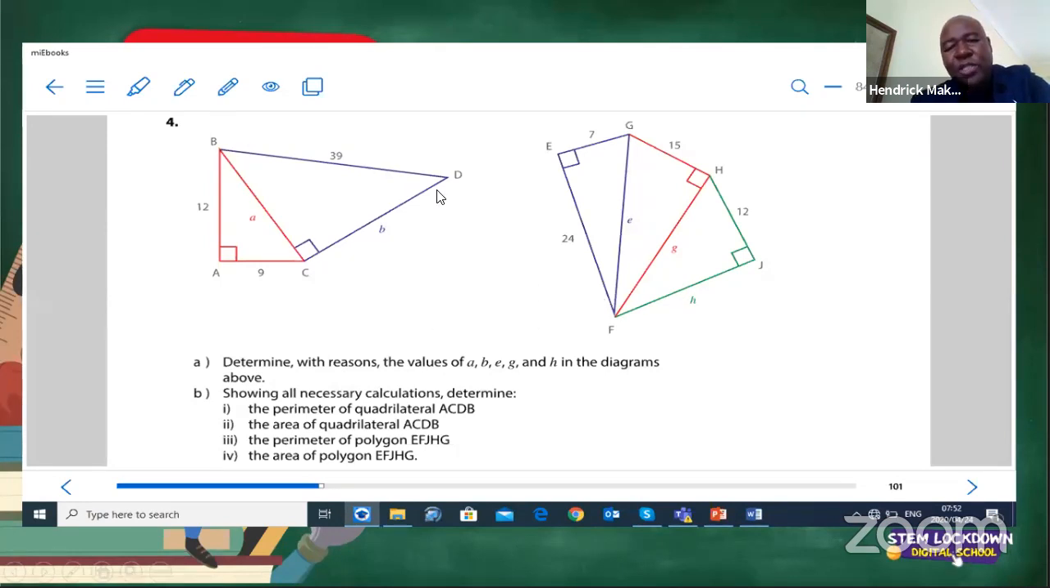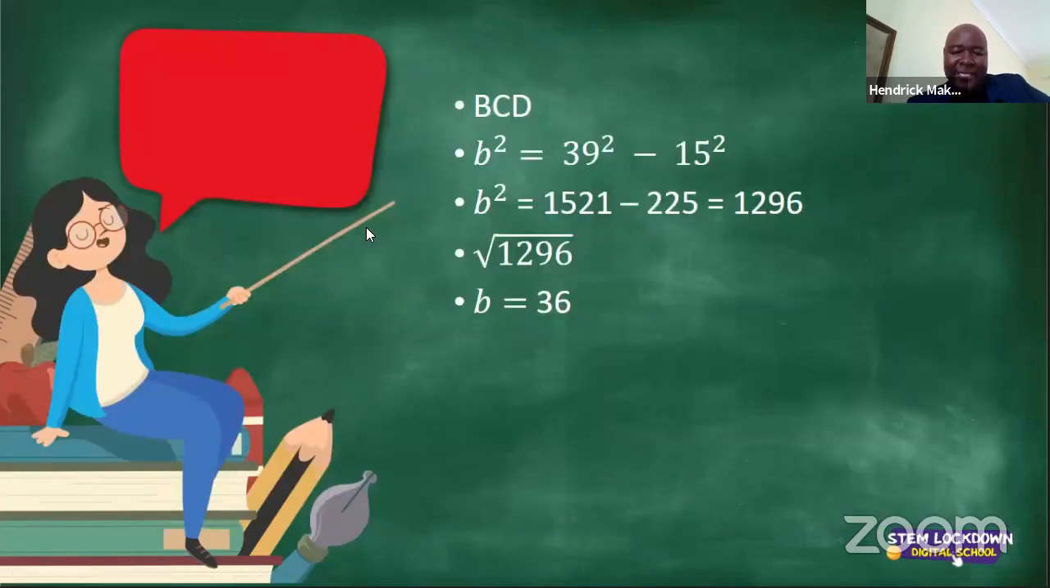And once you have used Pythagoras, now you can show all the necessary calculations and determine the perimeter of quadrilateral ACDB. So as soon as you have found all the sides, we found B here. Remember, we found the value of B. If I can take you back, what was the value of B? We said that B is equal to 36.